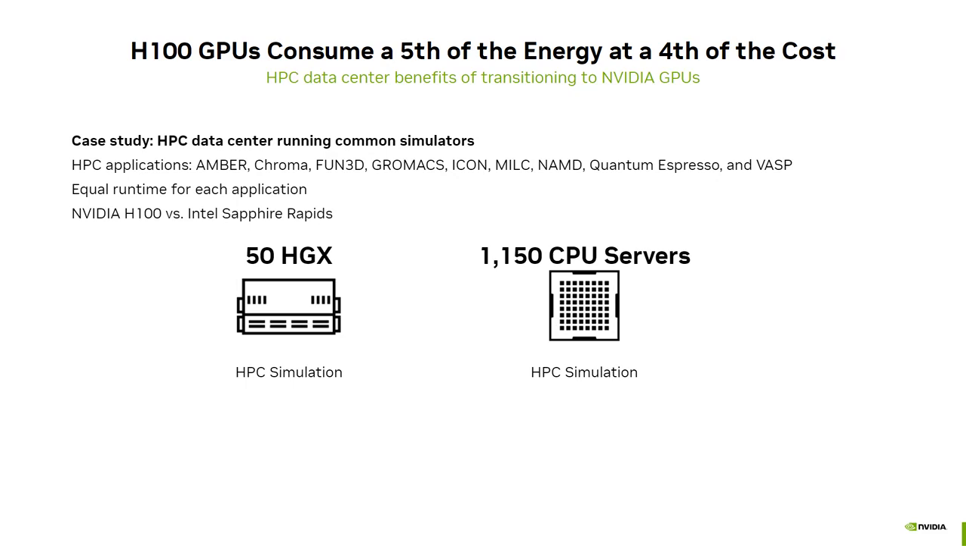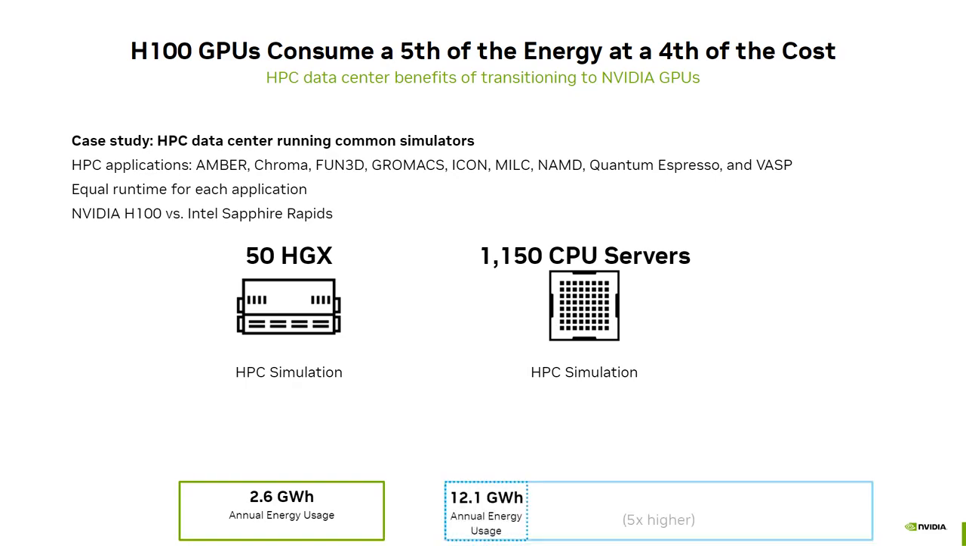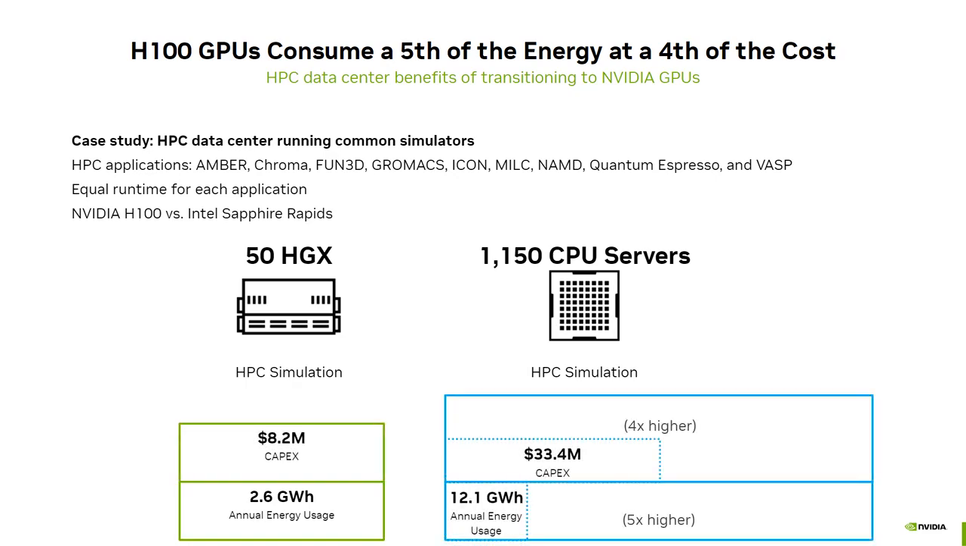We assumed that both the GPU and CPU systems ran at TDP, thermal design power, to estimate that a 50-node HGX supercomputer would use 2.6 gigawatt hours annually, and the CPU system, with 1,150 servers, would require 12.1 gigawatt hours. So clearly, the accelerated platform has a big energy efficiency advantage.